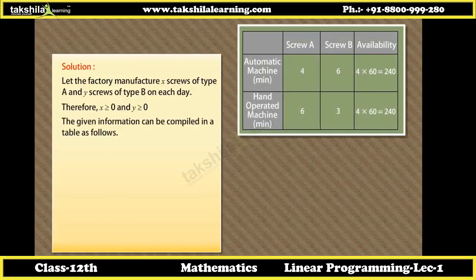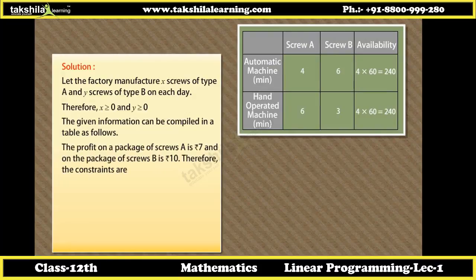The given information can be compiled in a table as follows. The profit on a package of screws A is ₹7 and on the package of screws B is ₹10. Therefore, the constraints are 4x + 6y ≤ 240, 6x + 3y ≤ 240. Total profit Z = 7x + 10y.